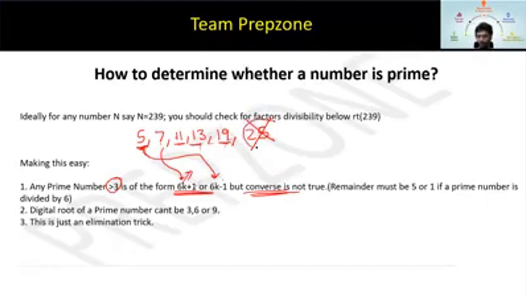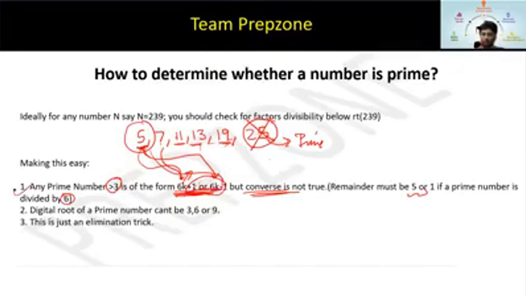But if a number is of the form 6k plus 1, I cannot say that the number is prime. What I can say is, if a number is prime, then it will definitely be in this form. But if a number is in this form, then it is prime, this I cannot say. What is the meaning of 6k plus 1 or 6k minus 1? Whenever I divide that number by 6, the remainder that I get is either 5 or 1.